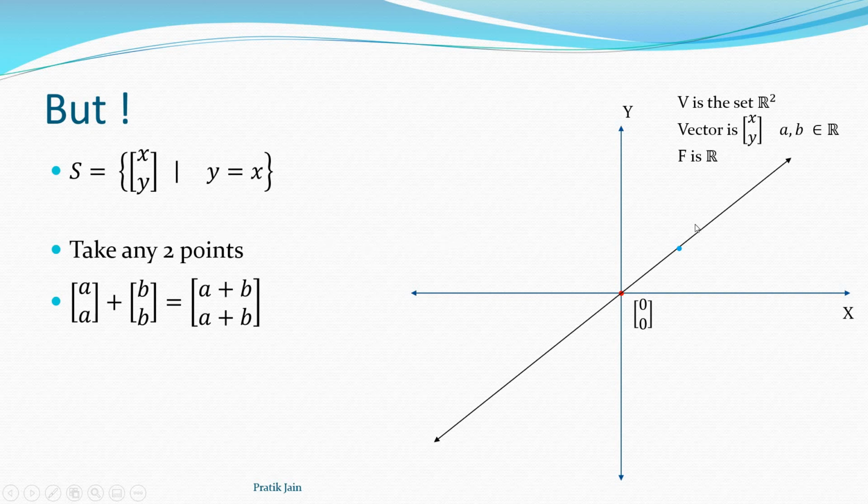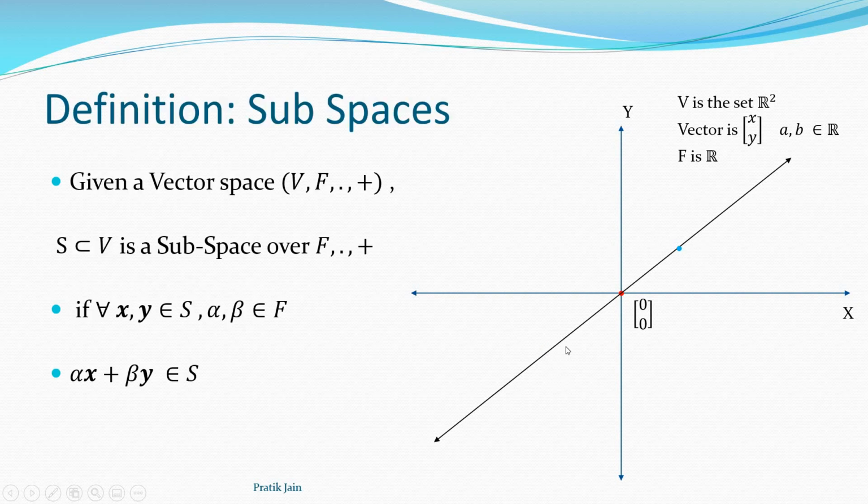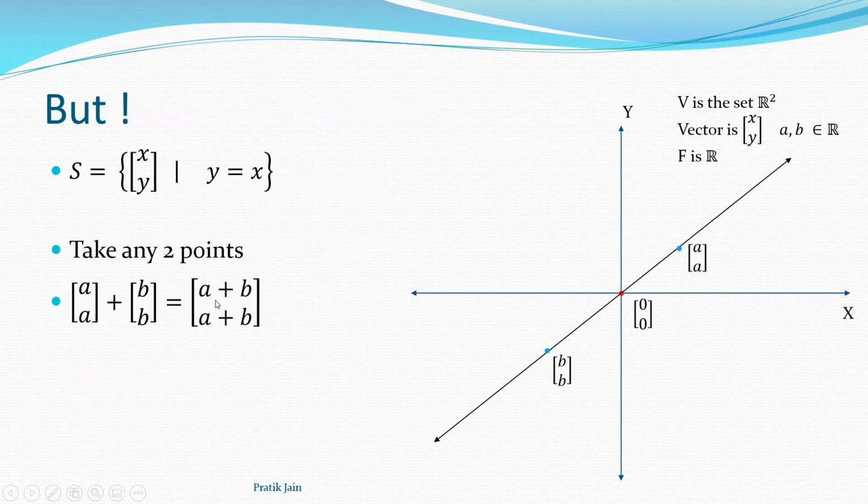And now let us see if we take 2 points. So let me take a point a comma a. Why is this a comma a? Because we have the definition y is equal to x. That means if the x coordinate is a, the y coordinate should also be a, right? So we take a comma a and then we'll take b comma b. Now if we add both these, a comma a and b comma b, what we get is a plus b, a plus b. So now again the x coordinate and the y coordinate are the same, a plus b, a plus b. So that will be again some point on this line, right?